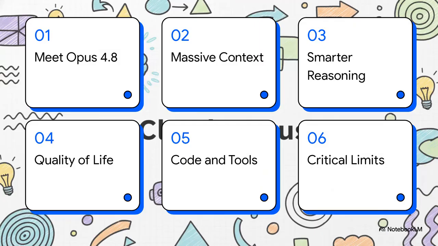Okay, let's dive into this highly structured agenda. First, we'll briefly meet Opus 4.8. Then, we'll check out the massive context and output upgrades, smarter reasoning, some really nice developer quality of life improvements, Claude Code and tools, and finally, migrations and critical limits. I promise you'll get exactly what you need to know.